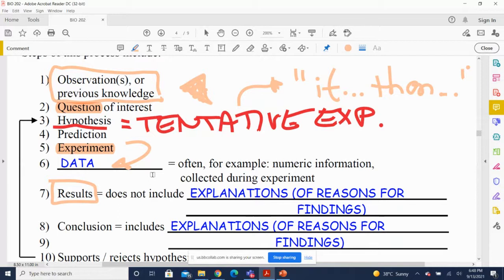Anyways, at this point, once we have done our conclusions, one of the things that I think is really nice about the scientific process is that we go back to where we started. And how we go back is that we go back and look at our hypotheses. We want to see: do our results and conclusions support what we had as a hypothesis, or do they reject what we had as a hypothesis?